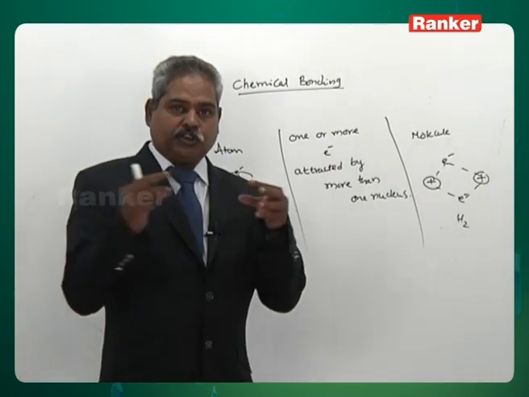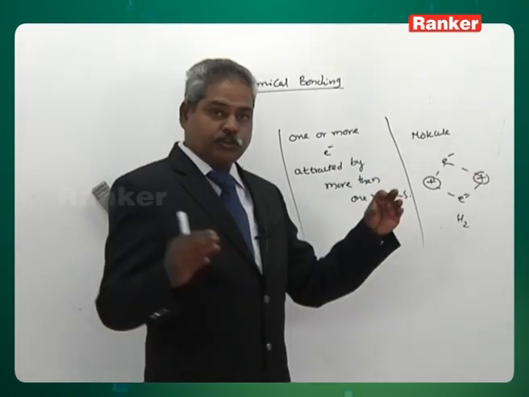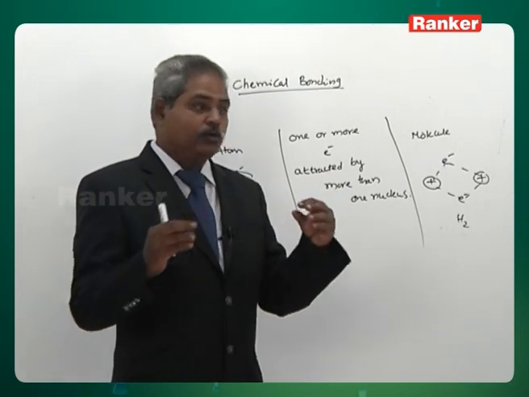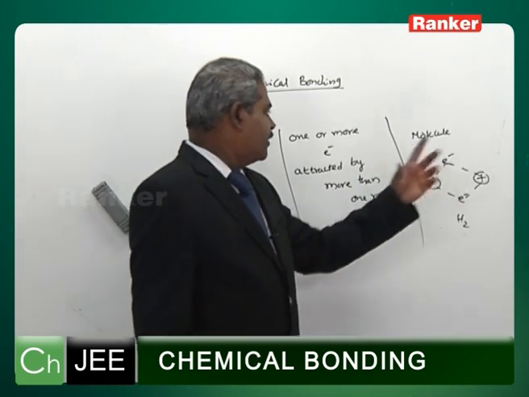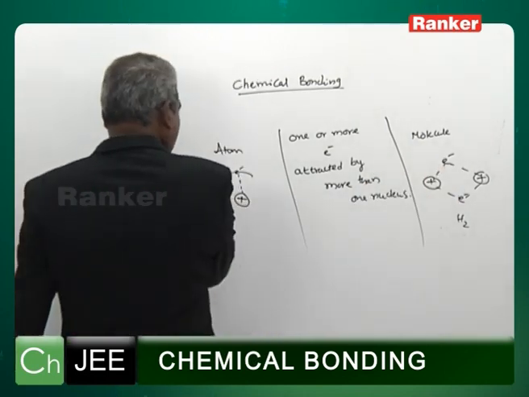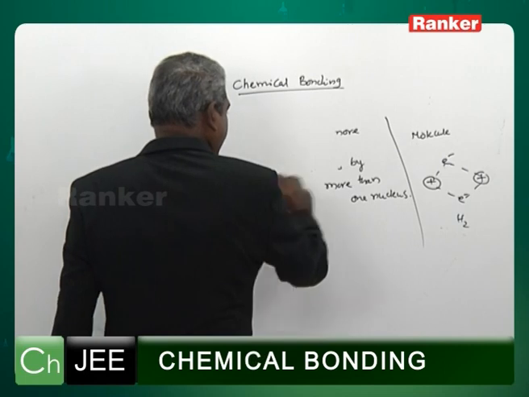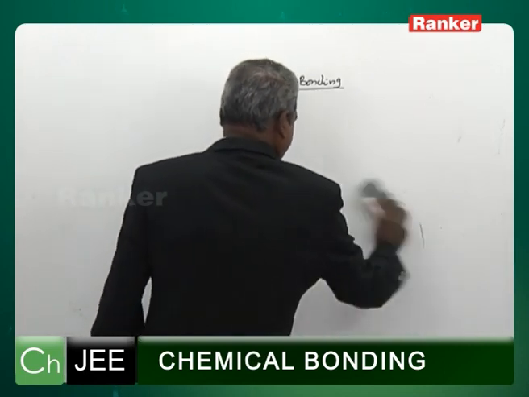So, this electron is bringing the nuclei together. How do two positive charges come close? This is positive, this is positive. How can they come close? They don't come close. A negative charge will bring them together. So, one or more electrons attracted by more than one nucleus is bonding.